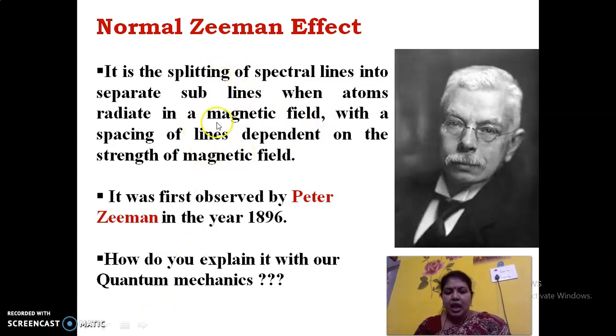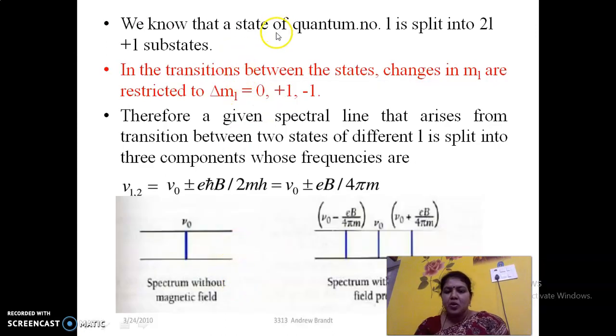How do we account for the splitting of spectral lines in the presence of magnetic field with the help of quantum mechanics? We know that a state of quantum number L gets split into 2L plus 1 substates. Now, the key statement here is, in the transition between the states, the changes in ML are restricted to delta ML equal to 0 or plus or minus 1. That is, you do not have all possible transitions, but they follow certain selection rules. They are restricted by the selection rules, that is, delta ML equal to 0, plus or minus 1.